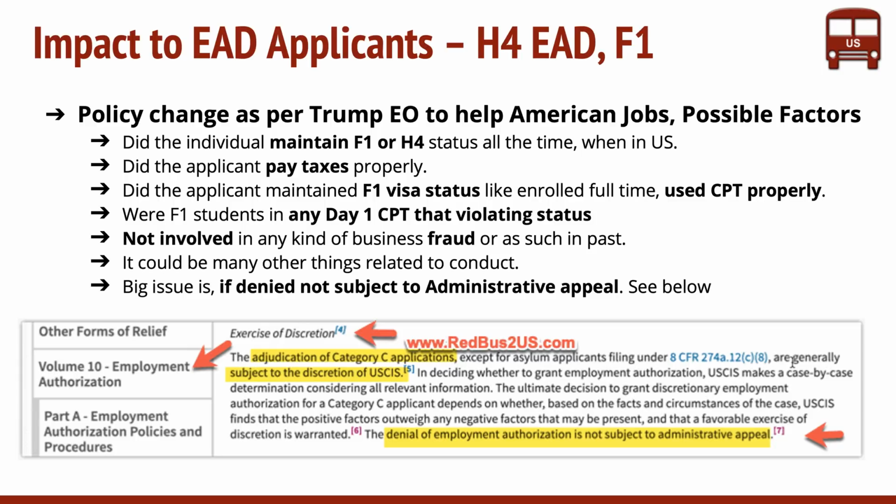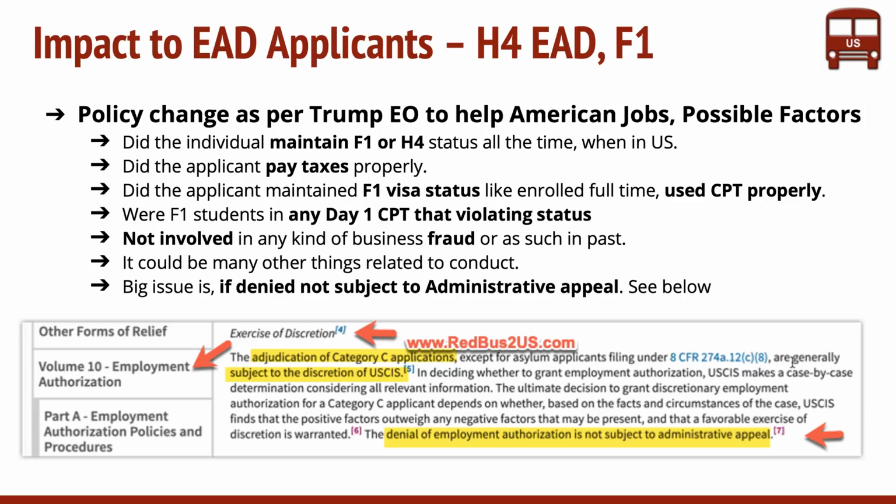As you can see on the screen, this is the regulation. As in the last one that is highlighted, you see the denial of employment authorization is not subject to an administrative appeal. So there is no appeals process if they deny it based on discretion. Of course, they need to give proper explanation, but again, you cannot really go for administrative appeals. So this is on a high level.